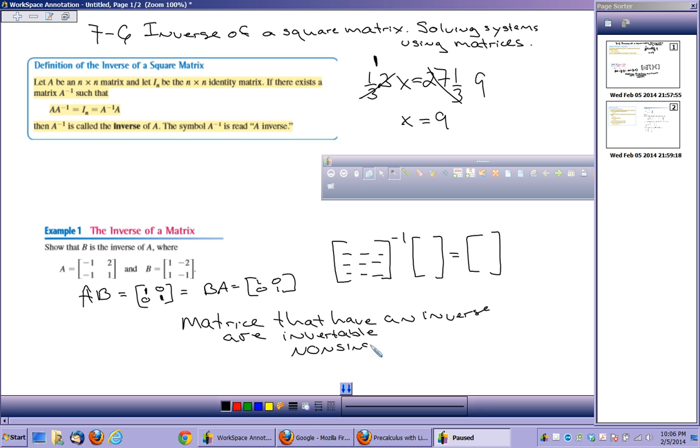Non-singular means no inverse. Okay? Oops, excuse me, that's wrong. Matrices that have an inverse are invertible or non-singular, and matrices that do not have an inverse are called singular. Okay, meaning they don't have an inverse.